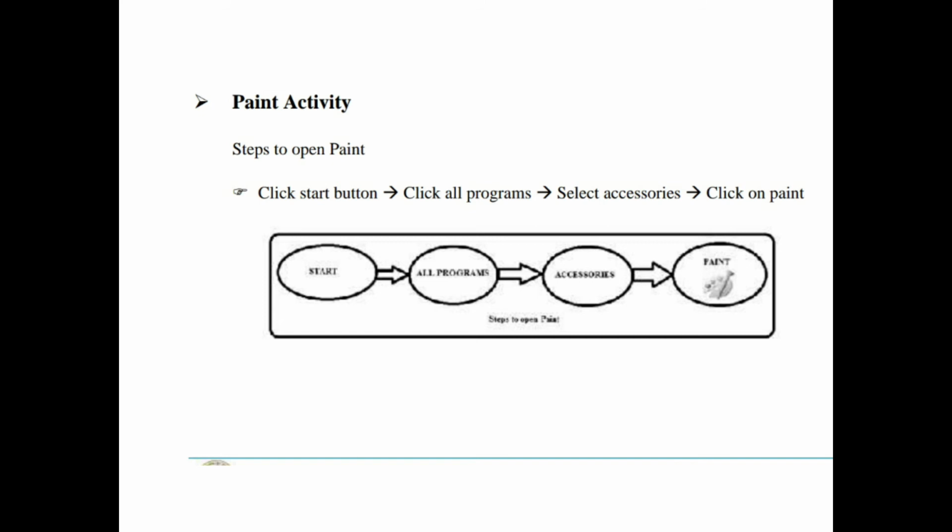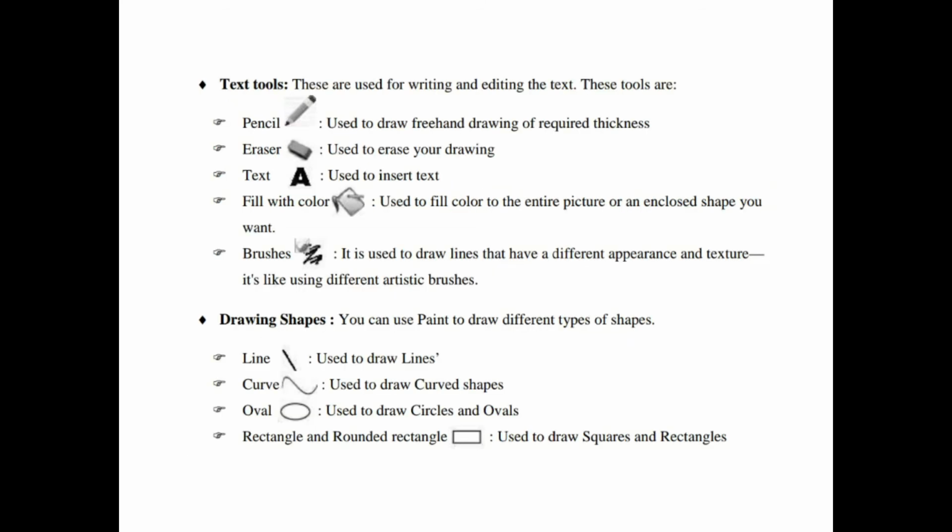Let us see one by one again how to open the paint program. Click on the start button, and then next the programs option, next accessories, and then paint. In this way you can open paint activity. Now let us see some important tools that are used to draw pictures and color them. Let us learn one by one.